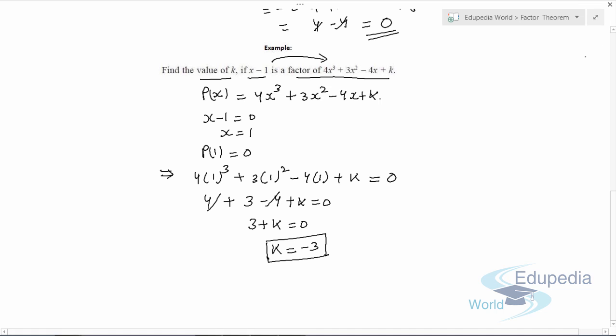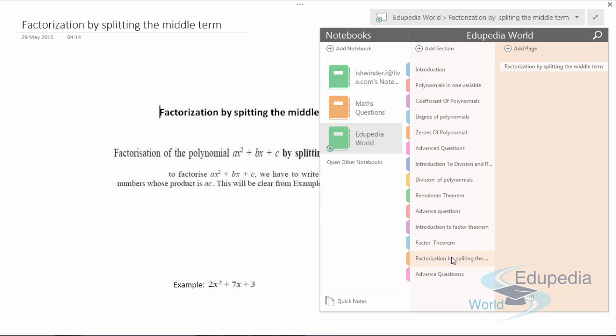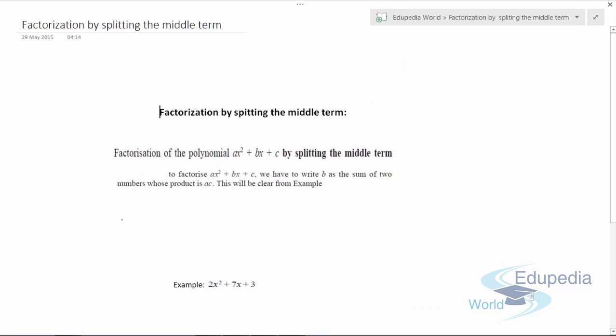Now let's get started with the next concept, which is factorization by splitting the middle term. Listen carefully, this is a very important concept which is normally used in polynomials a lot. So let's get started. Factorization by splitting the middle term has certain criteria and steps to check. We have a general equation ax square plus bx plus c.